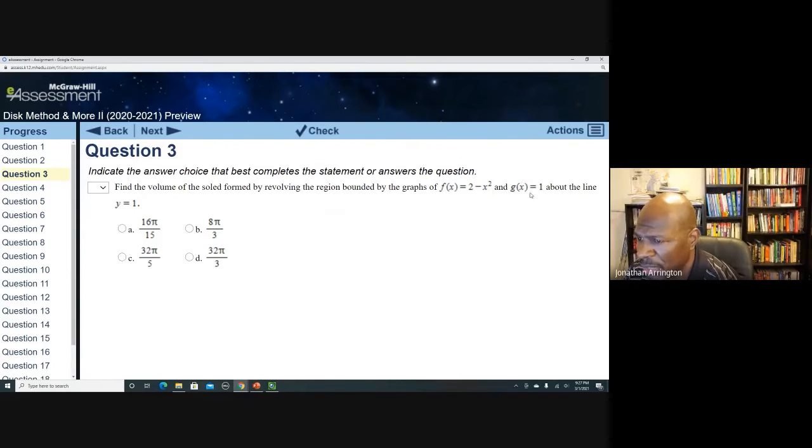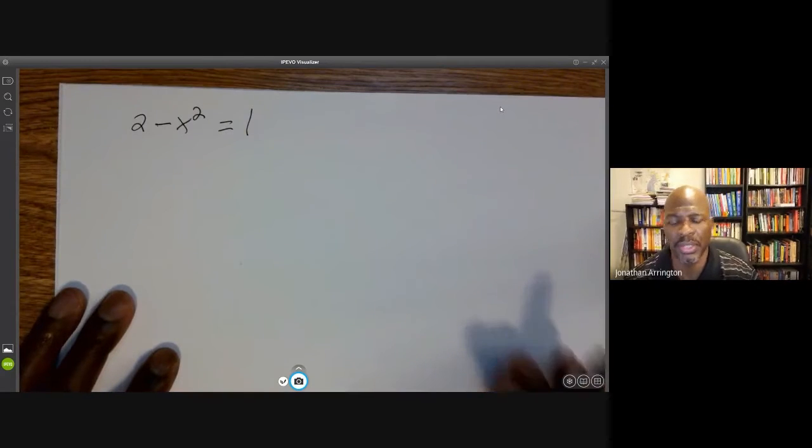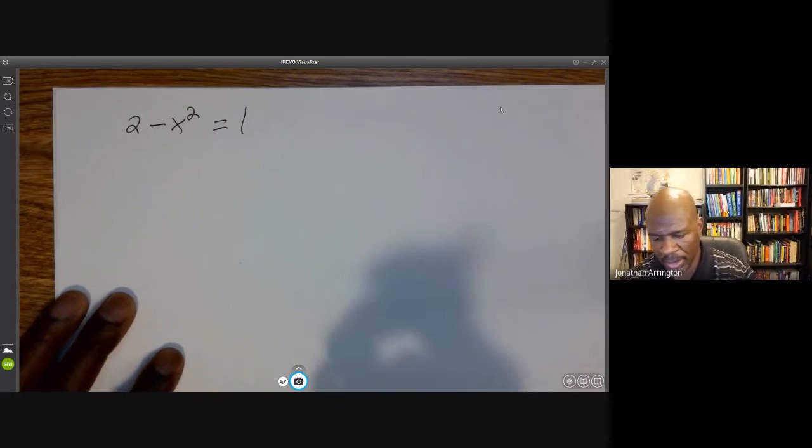Now notice g of x equals 1 is also the line we're rotating the graph about, but it made sure to mention that we're looking at the region bounded by the graphs of this one and this one. So I want to see where those two intersect, and those are going to give me my limits of integration. So let's see where those two functions intersect. Of course, to see where two functions intersect, we set those functions equal to each other and we solve for x.